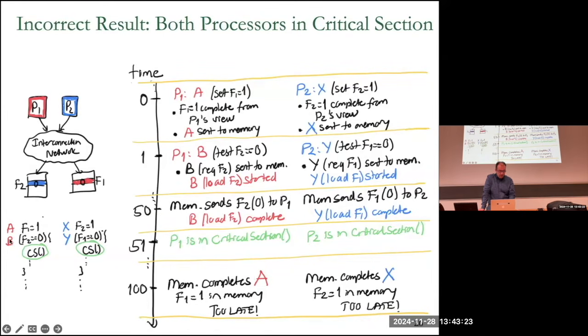So later on, P1 reaches this B instruction, where you need to test the value of F2. So you send this read request to read the value of F2 from main memory, essentially. And now P1 is stalled there, because P1 doesn't know the value of F2. The same thing happens for P2. In P2, you need to test F1, but you don't have it, so you request it from memory. You send the request to main memory, and then you're stalled at that instruction.